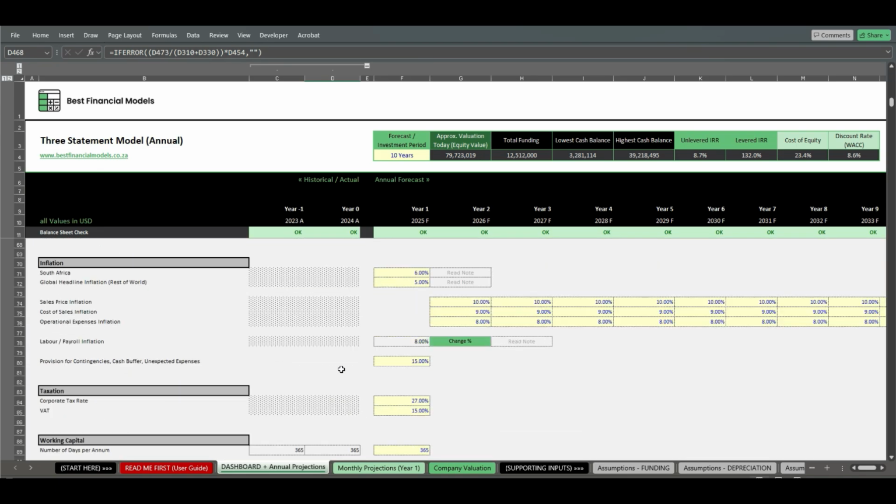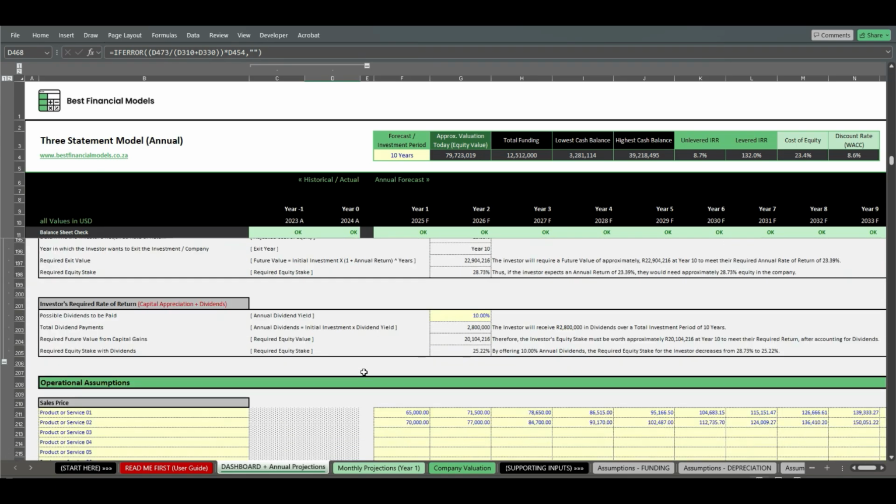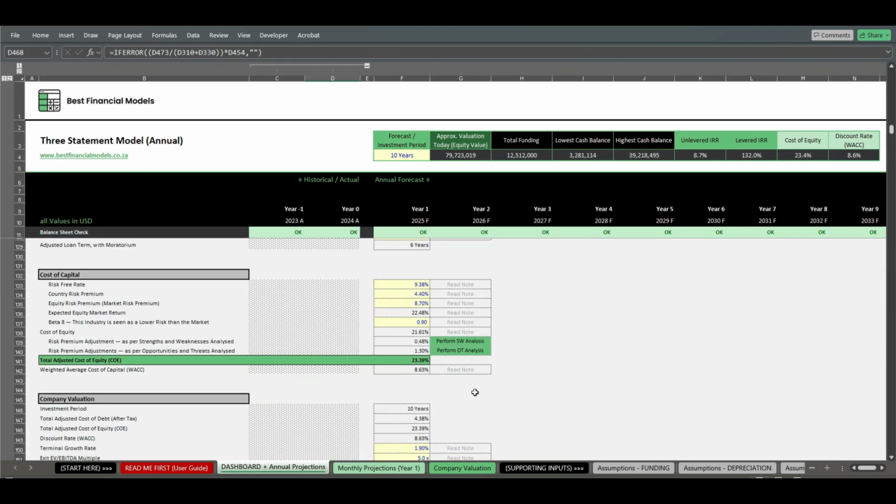If we go back to the cost of capital components, the thinking behind it is that there are a lot of financial components and aspects that drive the cost of capital. So the cost of you getting a loan or the cost of you getting equity funding. Now, we've also incorporated the non-financial elements that are derived from your SWOT analysis.